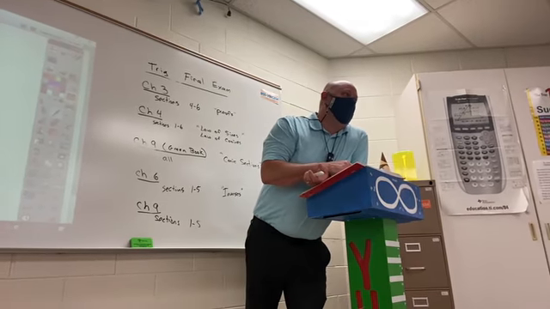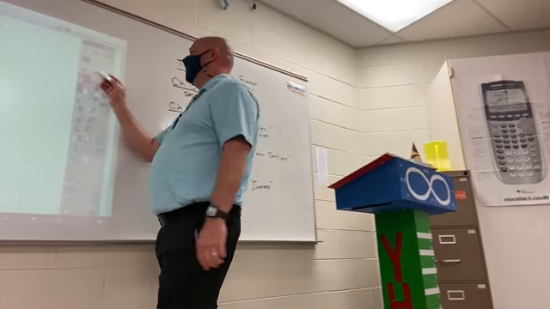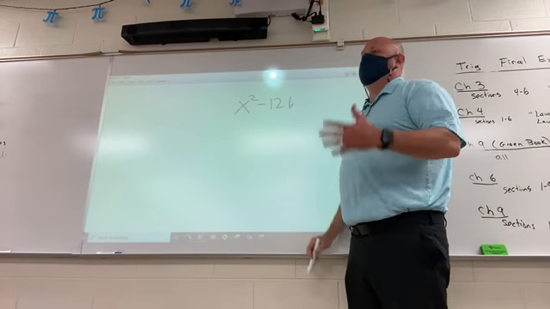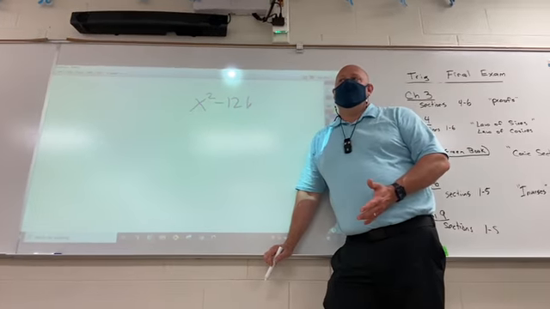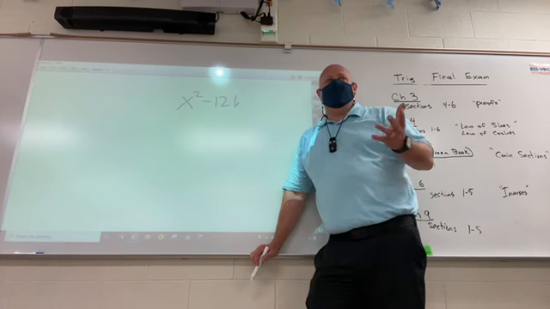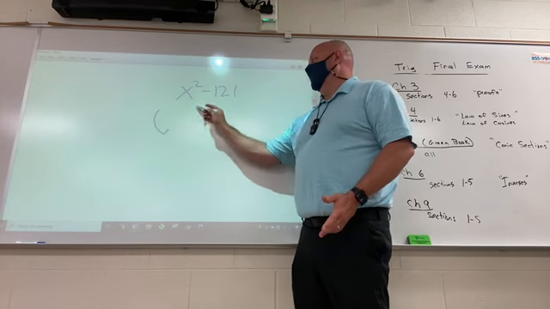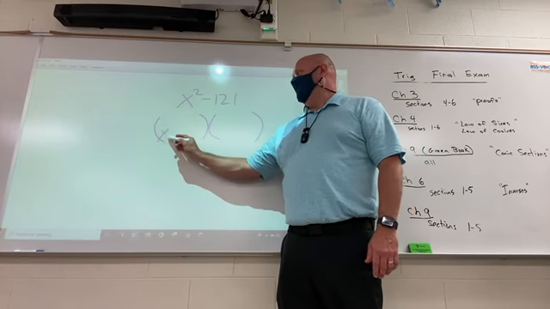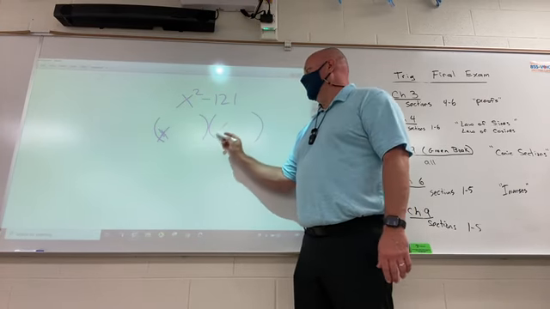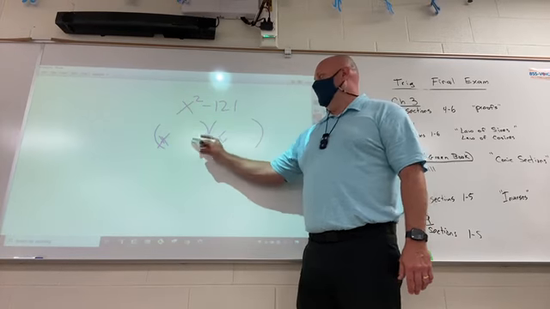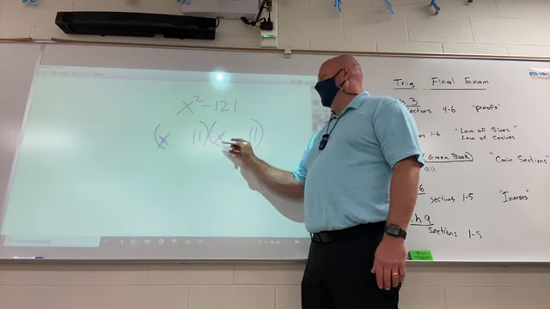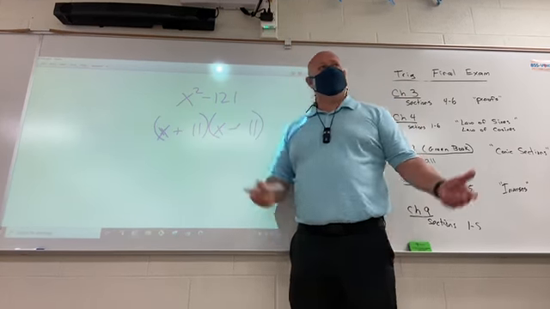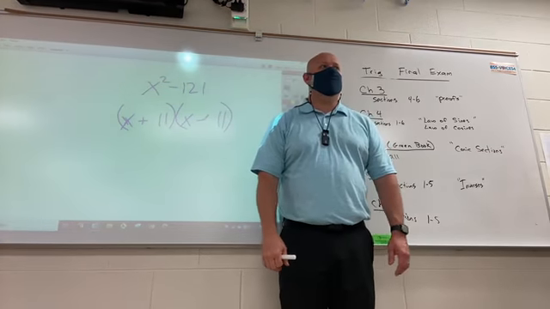Then you got problems like number 8. A problem like number 8 should be about as easy as it gets. What do we call these? Difference of 2 squares. What's the answer? What's the square root of x squared? Just 1x. What's the square root of 121? What are your signs? 1 positive, 1 negative. You're done. X plus 11, x minus 11.